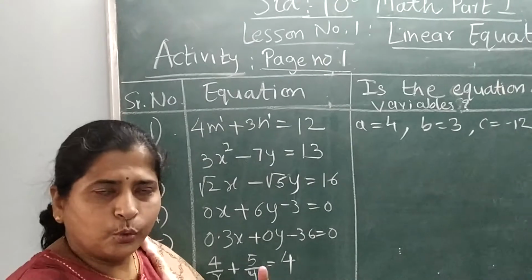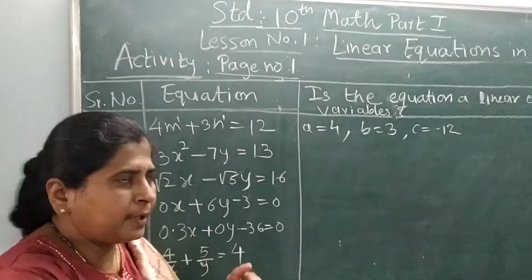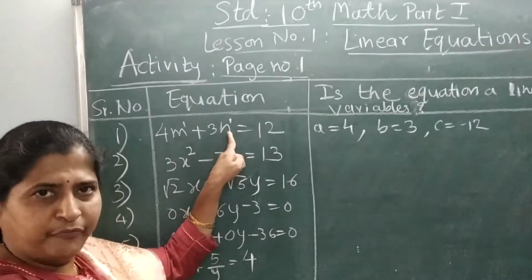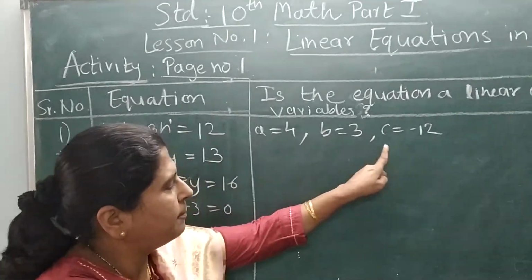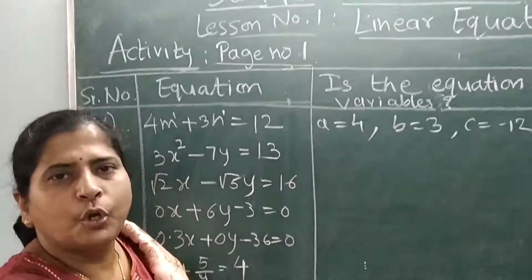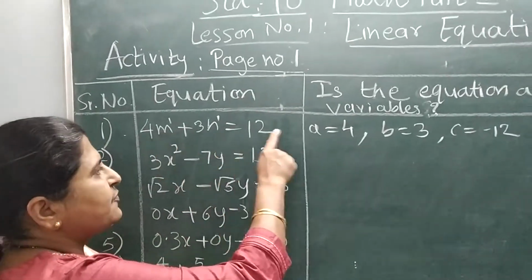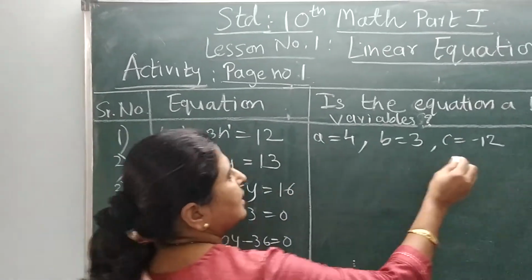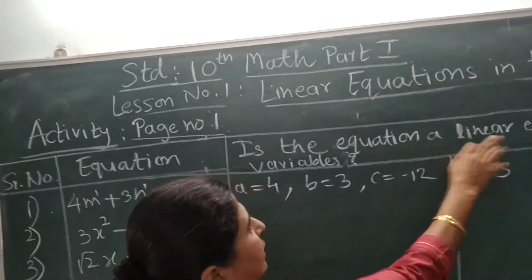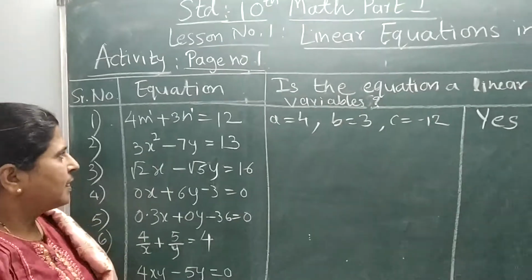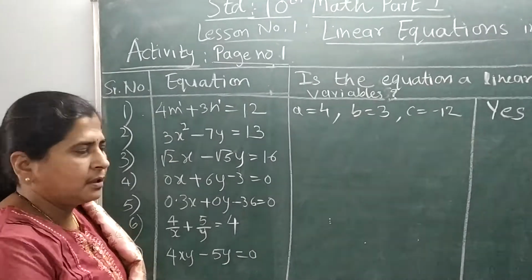So we have to see two conditions: there should be two variables, the powers of the variables should be 1, and the values of a, b, c should be real numbers, and a and b should not be 0. As it satisfies all conditions, we can say yes, it is a linear equation in two variables. Let's see the second equation.